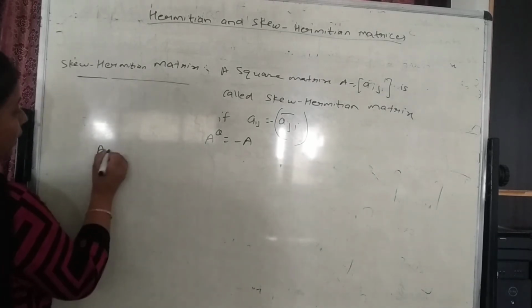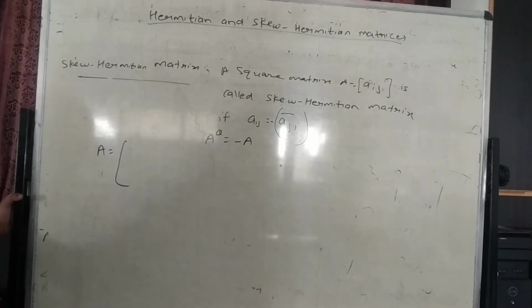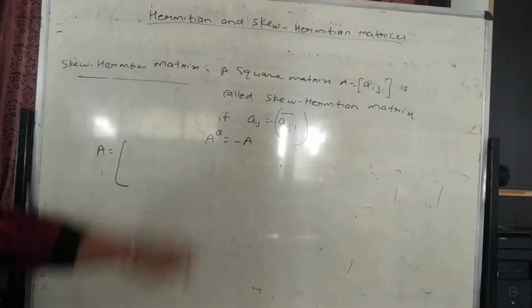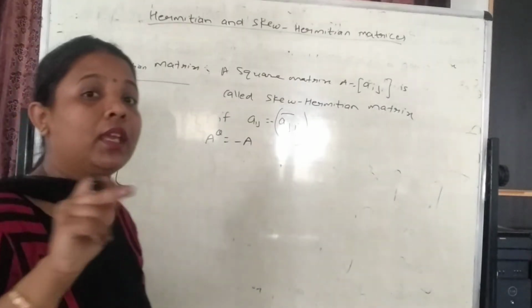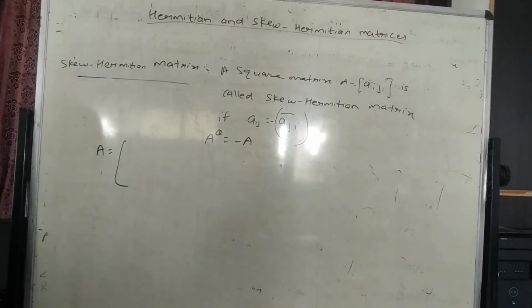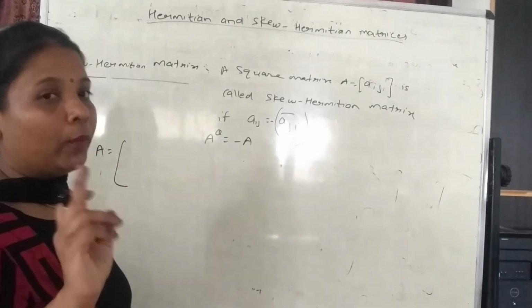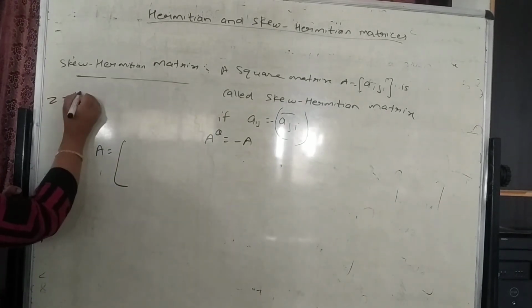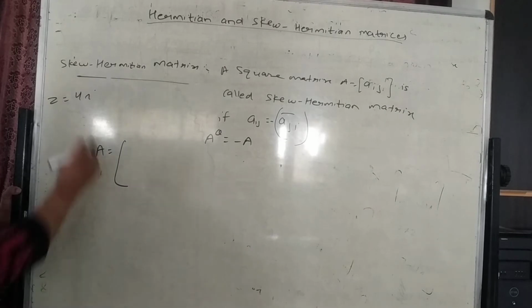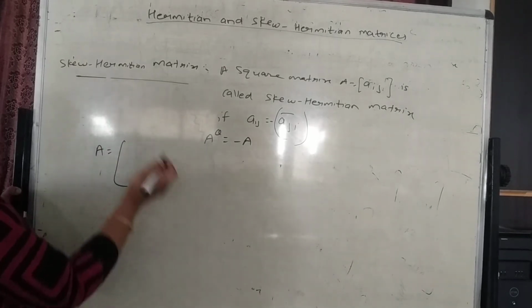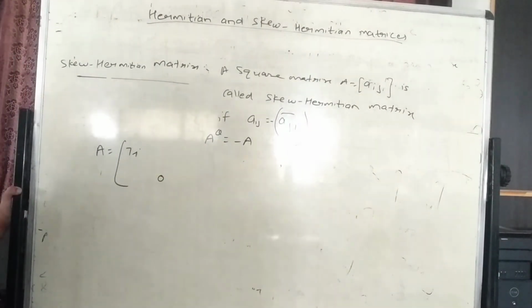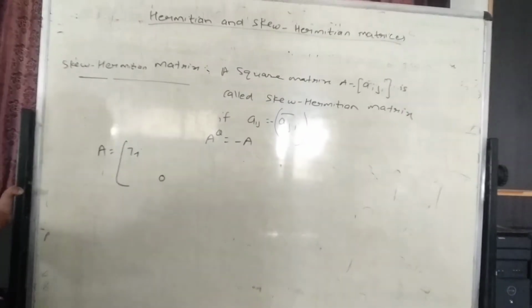Now let us take an example A. Here the diagonal element should either be 0 or purely imaginary. In the definition of the Hermitian matrix, the diagonal elements must be real. But in the definition of the skew Hermitian matrix, the diagonal elements must be either 0 or purely imaginary. Purely imaginary numbers are, for example, z equals 4 iota. It is a purely imaginary number because the real part is missing. So, firstly we will take the diagonal elements. Here we will take 7 iota, here 0, because diagonal elements can either be 0 or purely imaginary.